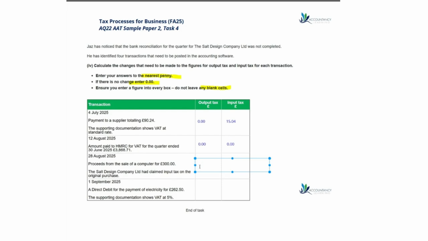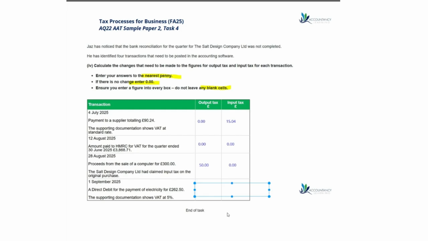The third one is proceeds from the sale of a computer for £300. The Salt Design Company had claimed the input tax on the original purchase. So we're going to be charging output tax on this sale. There was £300 total proceeds. So again, that's the gross amount. Working out the VAT in your preferred method would bring us to £50 output tax adjustment. And remember, 0 on the input tax column.